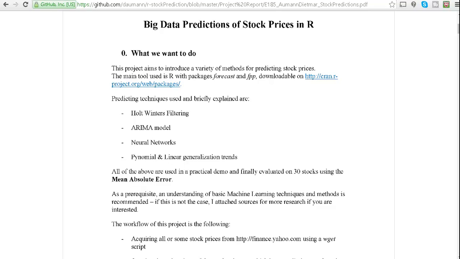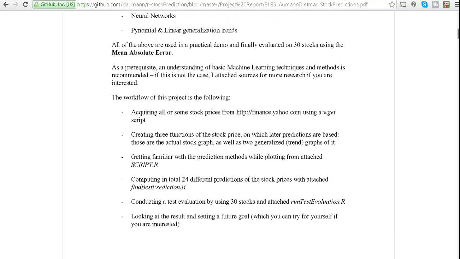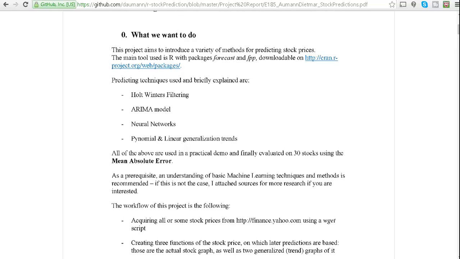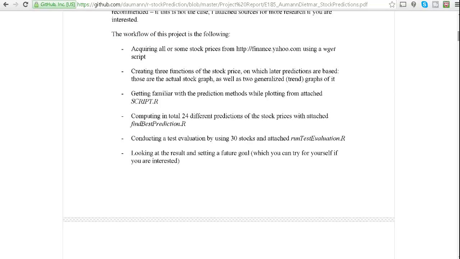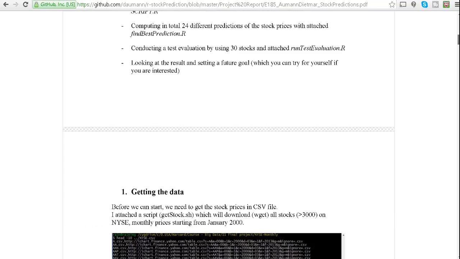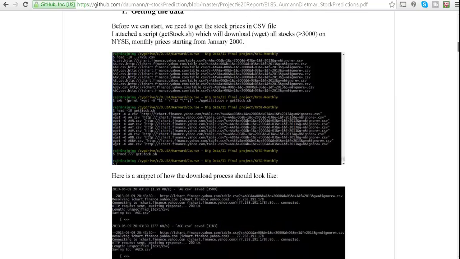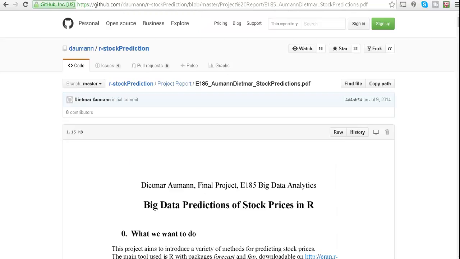So, as he says here, predicting techniques used and briefly explained are this excellent selection. So yeah, I finally evaluated on 30 stocks. In the video he talks about how you could use hundreds and you have loads of methods, and then he compares which one did best. So it's best you have a look yourself.